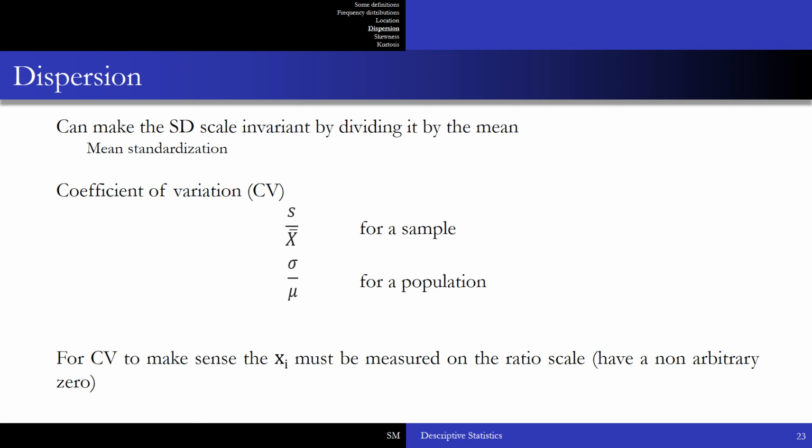The mean standardized standard deviation is usually called the coefficient of variation, or CV for short. For a sample, it's the sample standard deviation divided by the sample mean, small s over x bar. For a population, it's the population standard deviation, small Greek sigma, over Greek mu, the population mean. For the coefficient of variation to make sense, the observations have to be measured on the ratio scale. They have to have a non-arbitrary 0 point. Otherwise, taking the ratio makes no sense.